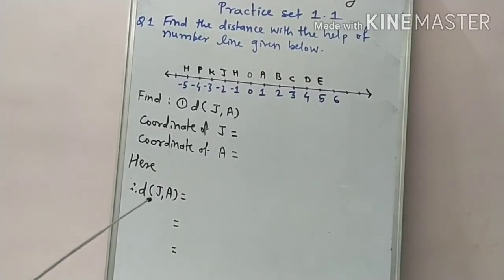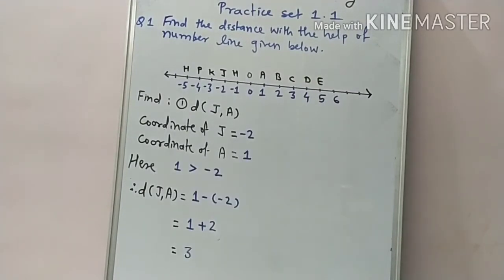And to find the distance between the 2 points, what do we have to do? Yes, we have to do subtraction. We have to subtract the smaller value from the greater value, or the smaller coordinate from the greater coordinate. So do it students and give me the distance between the 2 points J and A. Understood students? Pay attention here.